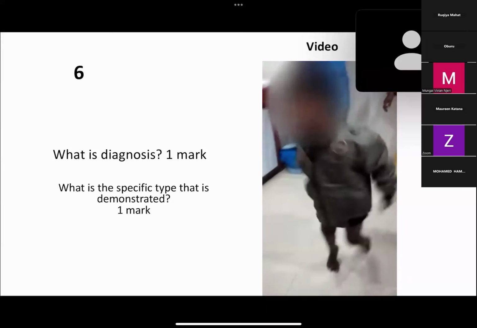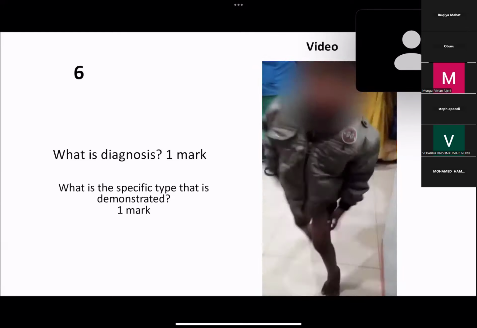Anyone? Scissoring. It's a scissoring gait. Diplegic gait. Pardon? Is it diplegic? Yeah, it is usually in diplegic patients, okay? It's usually in diplegic cerebral palsy, but it is a scissoring kind of gait, okay?